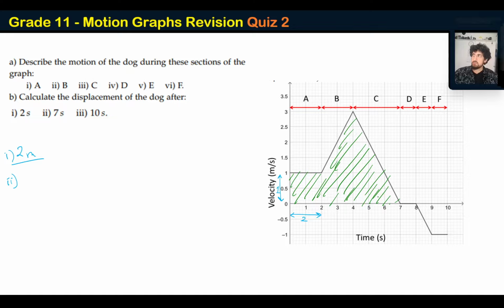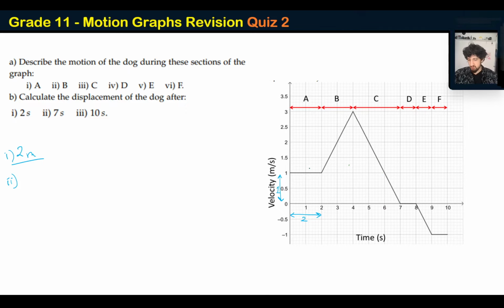Well, I need to do something, and what that something is going to be is I'm going to cut it up. So I'm going to go with red, and I'm going to cut this up. So I'm going to put a line down here, and I'm going to put a line here.